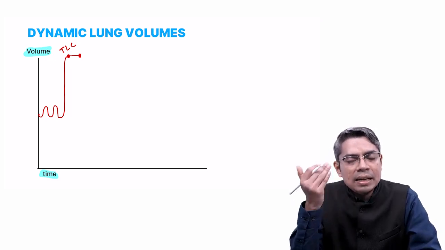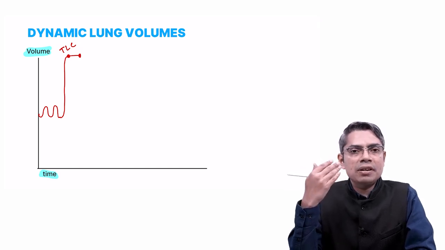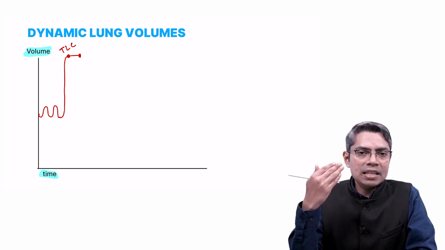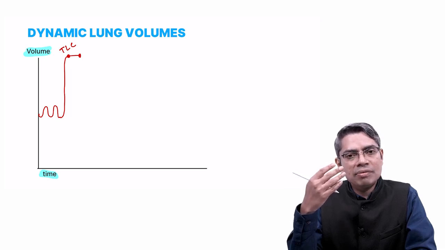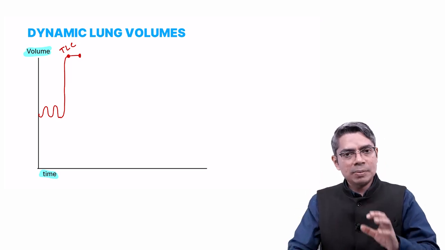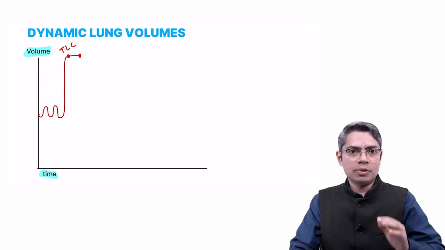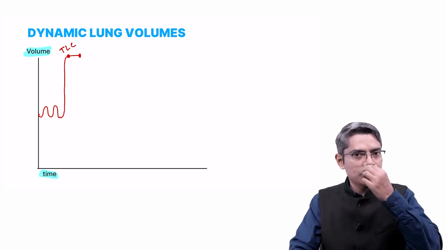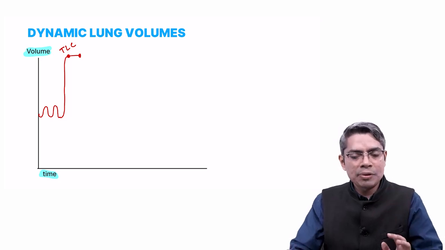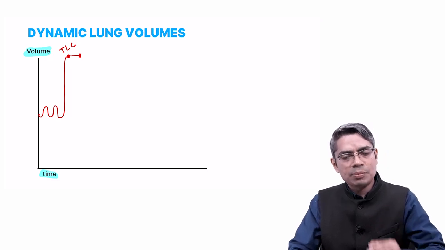Now during dynamic lung volumes and capacities recording, you have to instruct the subject that during expiration, the expiration should be forceful, as well as faster. Means the expiration should be as fast as possible and as forceful as possible. So you have to instruct the subject clearly. The subject's nose is closed, he is listening to you, and you instruct: do a forceful expiration, as fast as possible, as forcefully as possible.